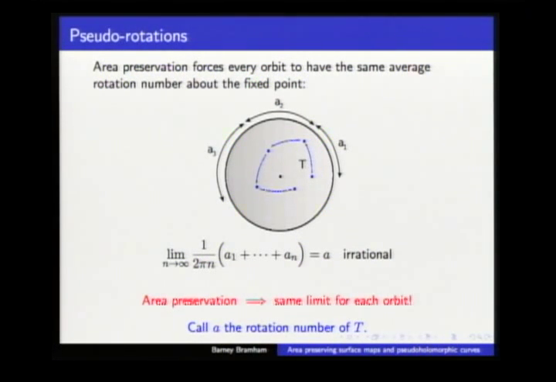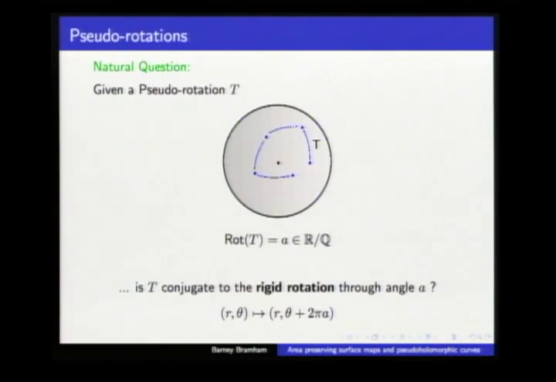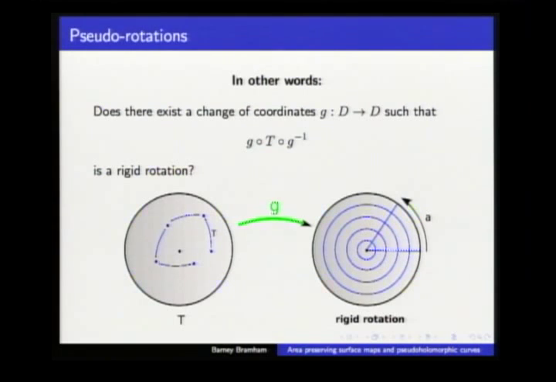So a natural question at this point is, is it in fact even conjugate to a rotation globally, the whole system? So in other words, does there exist a change of coordinates with some kind of regularity? Even continuous would be interesting. That takes your system to rotations. In particular, the system on the left would then, of course, have all these invariant circles filling up the whole space around the origin.